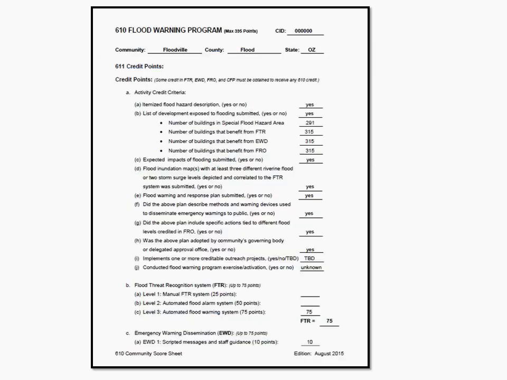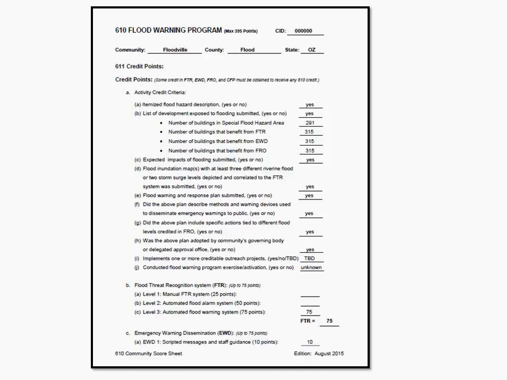This is the first page of the community score sheet. As you can tell, it goes through the activity credit criteria as shown or depicted in the coordinator's manual. I take the numbers from your documentation checklist. As you can see, the numbers of the building special flood hazard area, and the number of structures that benefit from FTR, EWD, FRO, and you can see they're larger than the numbers found in the special flood hazard area itself. In subsection A, if there's a 0 or unknown indicated anywhere, you'll have an automatic 0 because you did not meet the basic credit criteria.